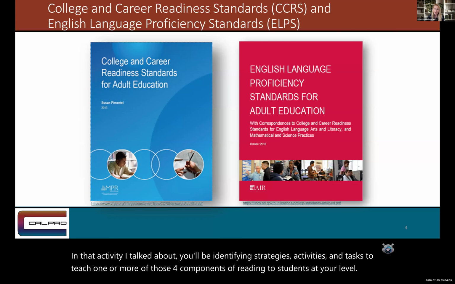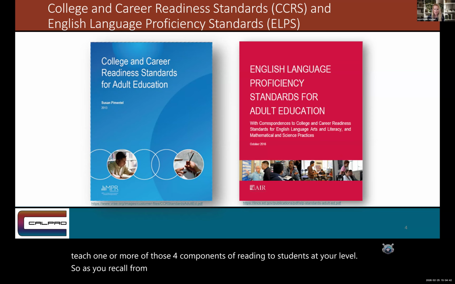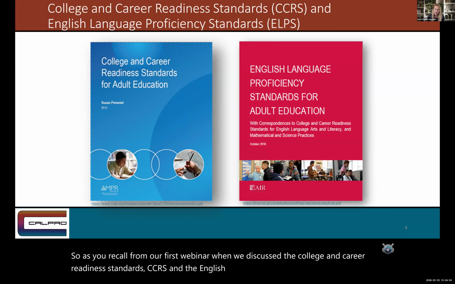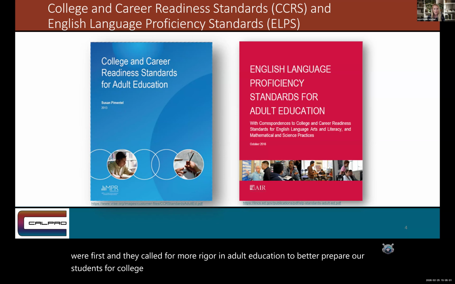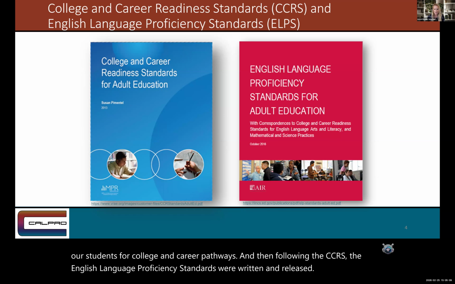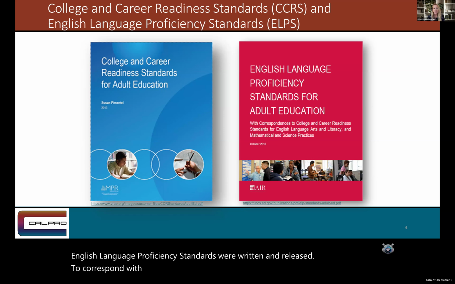So, as you recall from our first webinar, when we discussed the College and Career Readiness Standards, CCRS, and the English Language Proficiency Standards, the CCRS were first, and they called for more rigor in adult education to better prepare our students for college and career pathways. And then following the CCRS, the English Language Proficiency Standards were written and released to correspond with the CCRS, but modified a bit to pinpoint more specifically the language needs of our English language learners.